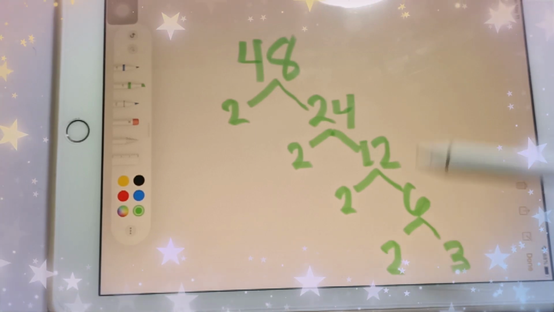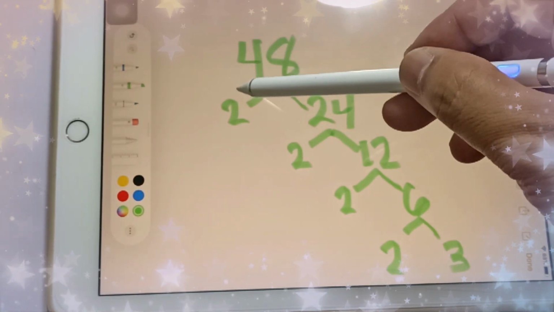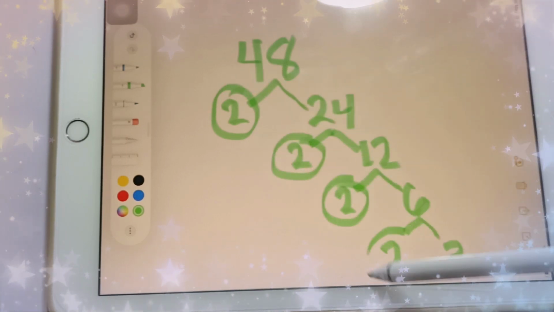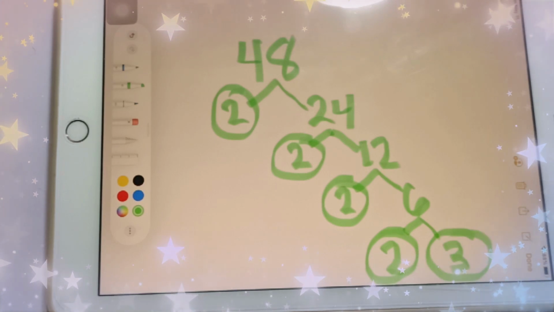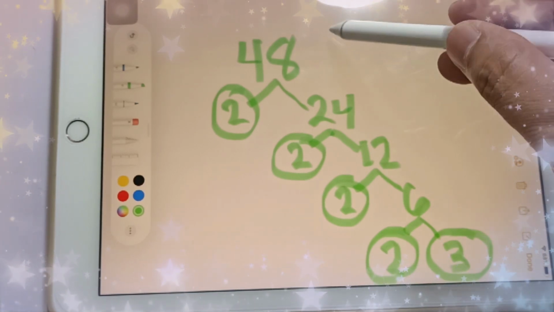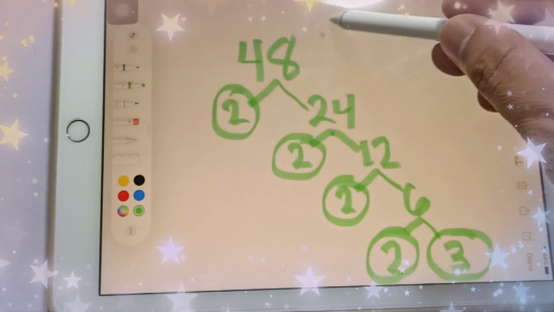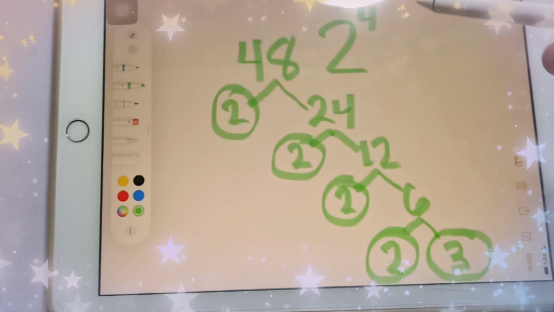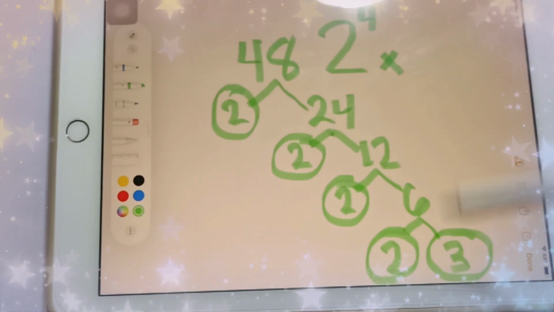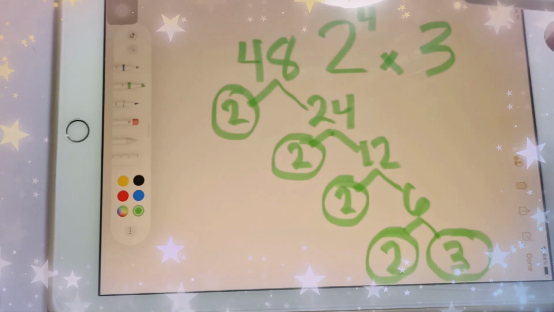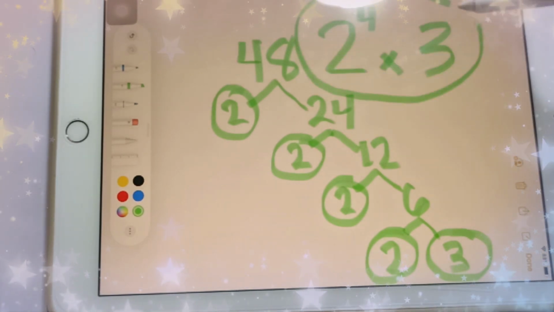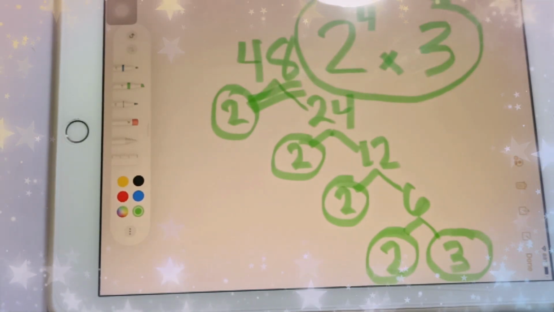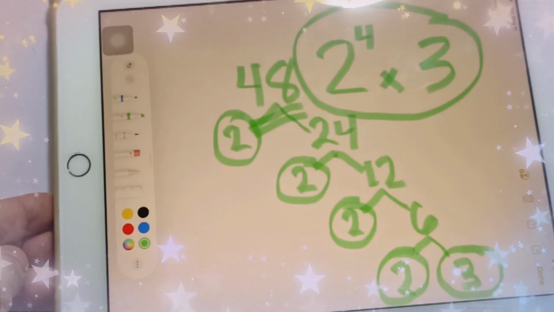So the prime factors of 48 are: you have 2 here, 2, 2, 2, and 3. So the answer will become 2 to the 4th power times 3. So these are the prime factors of 48. So it's quite easy.